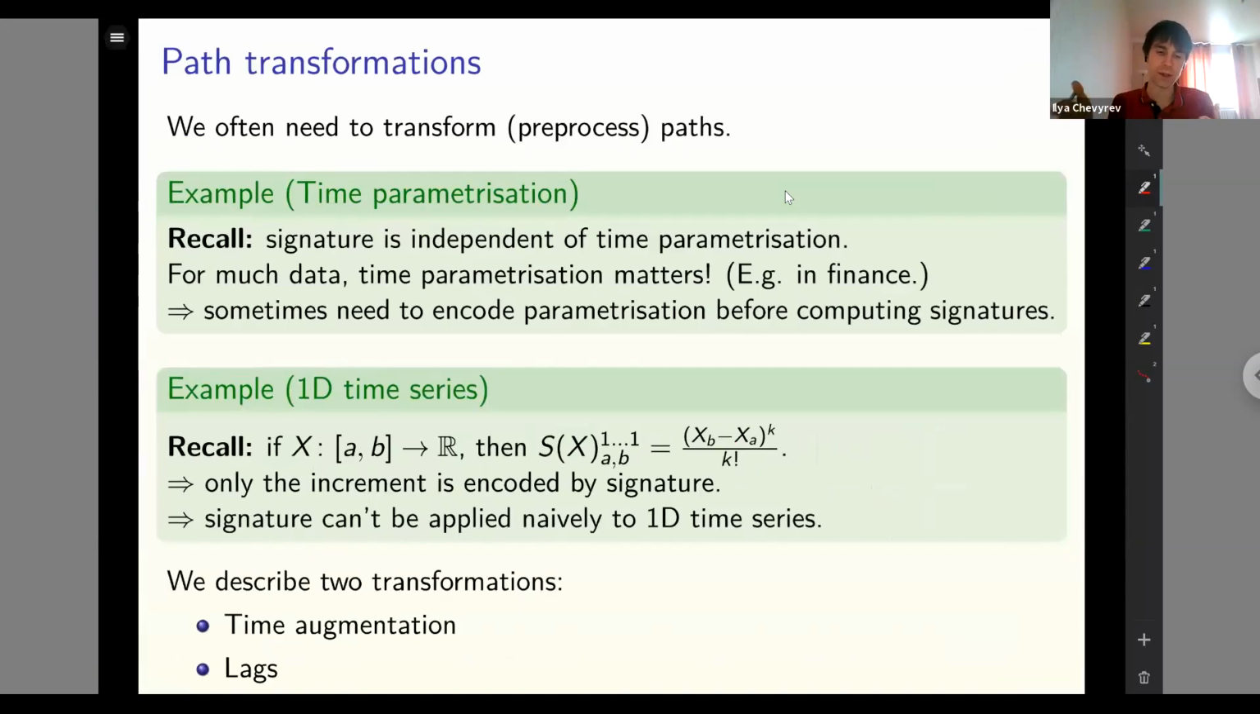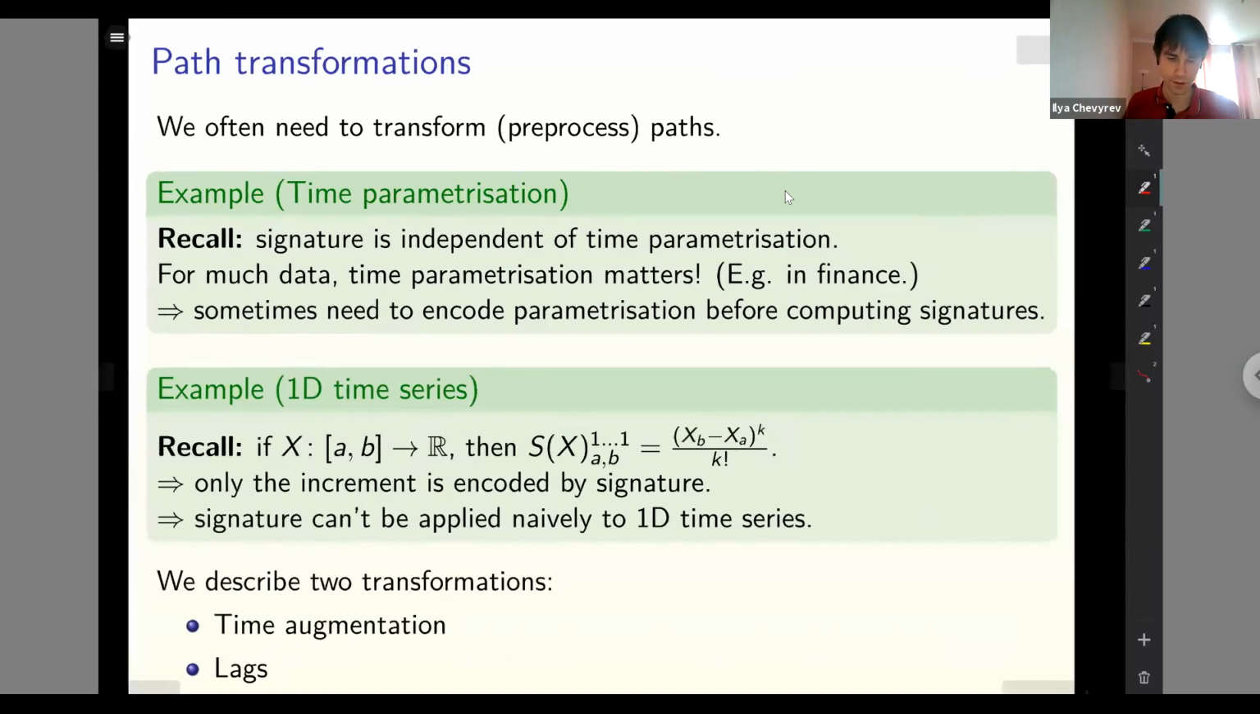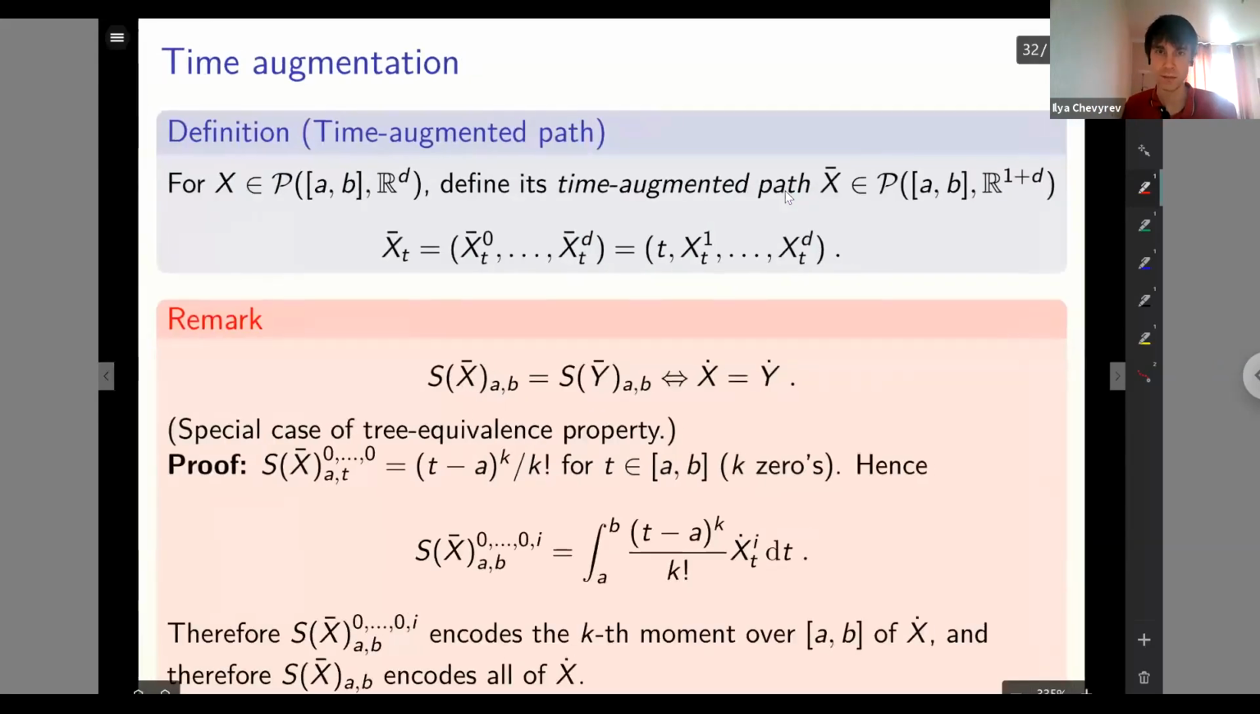So after actually creating the path, you typically also want to perform some transformations on the path before you compute the signature. The motivation for this was that you want to capture time parameterization, or that sometimes your time series, so there's plenty of one-dimensional time series that are very interesting to study, and so you'd like to apply the signature method there. So you need to increase the dimension of your path in order to do so, because signatures of a one-dimensional path only capture increments.